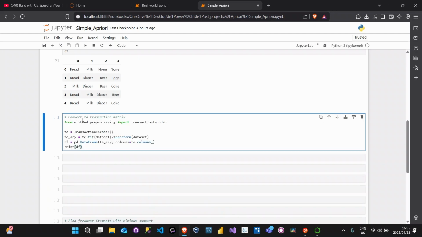From mlxtend.preprocessing, we are importing the TransactionEncoder. Remember, we've got different types of encoding that we can do, one-hot encoding being one of them. The TransactionEncoder is what we are applying to our dataset, and you see how the result comes about. We first initialize the transaction encoder, then we apply it to our dataset, and we transform the same dataset. So I'll run this query.